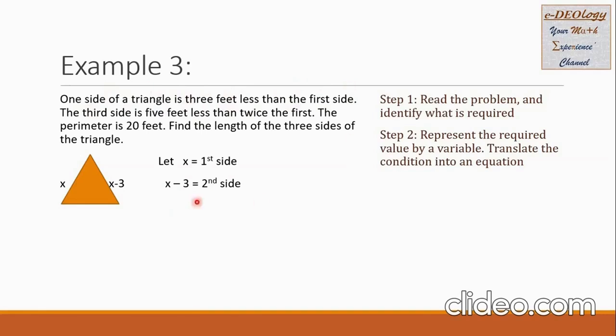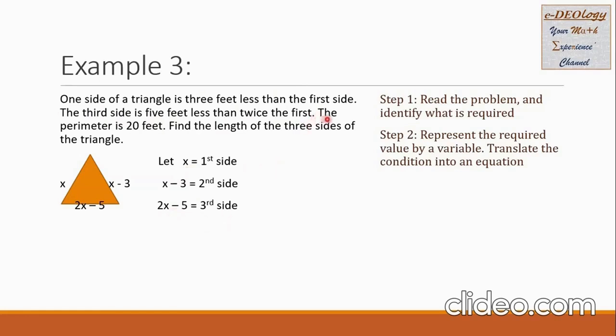Now let's go to the second condition. The third side is 5 feet less than twice the first. So the third side is also compared with the first side. So using the x variable, we will write it like this: 2x minus 5. Let us read again. The third side is 5 feet less than twice the first. So we multiply the x by 2 and then we subtract 5. And that is the third side.